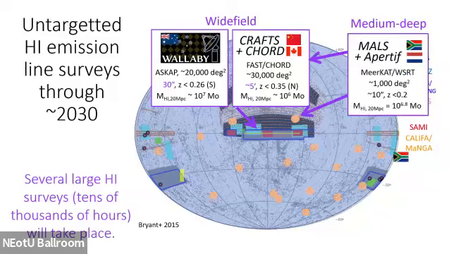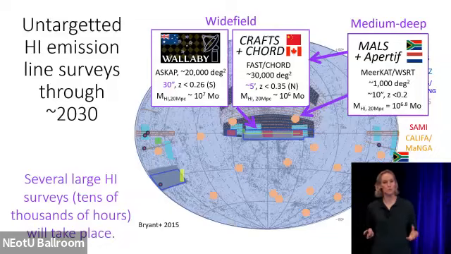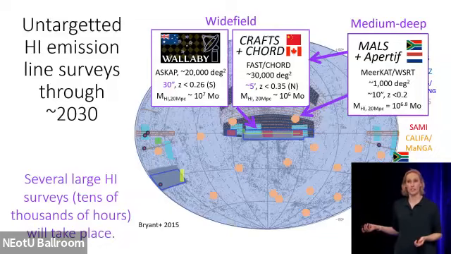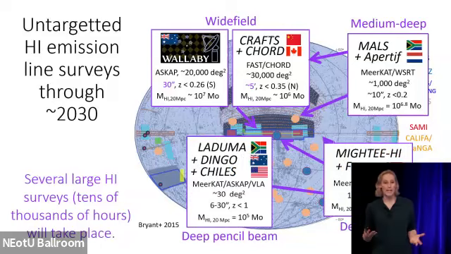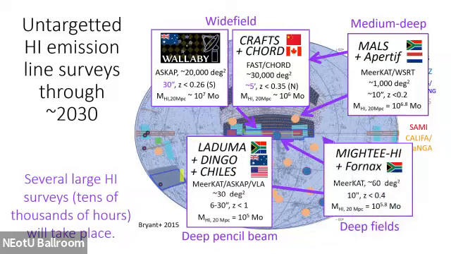There are also medium deep surveys. So MALS on MeerKAT is actually an absorption line survey, but it will make for a decent untargeted H1 emission survey as well. Then there's Apertif on Westerbork. Together they'll cover around 1,000 square degrees out to a redshift of 0.2 or so, and deeper statistically in terms of H1 sensitivity. And then there are the deep surveys. There's MIGHTEE-H1 and Fornax, both on MeerKAT. Those will cover 60 square degrees.